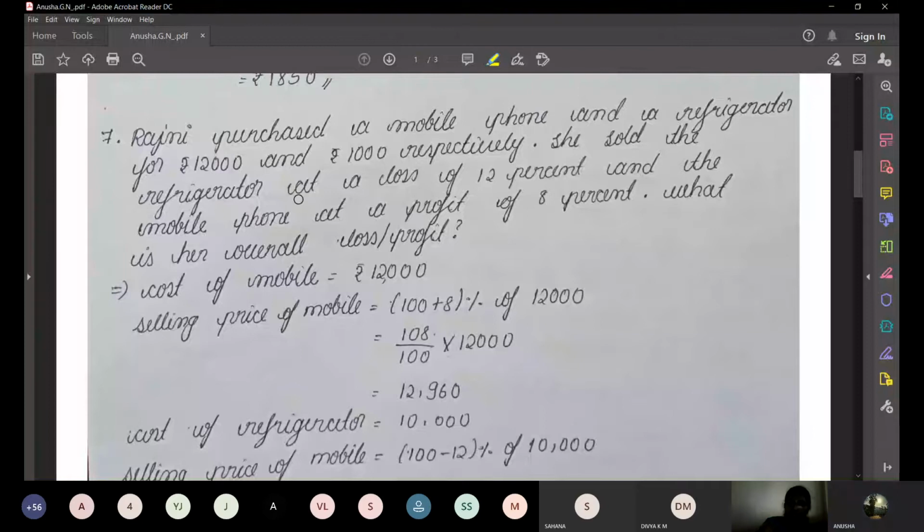Come down, your screen is now, you are reading a sentence, that sentence is not on the screen. Is it there, ma'am? Anusha. Yeah, it's there, ma'am. Okay.